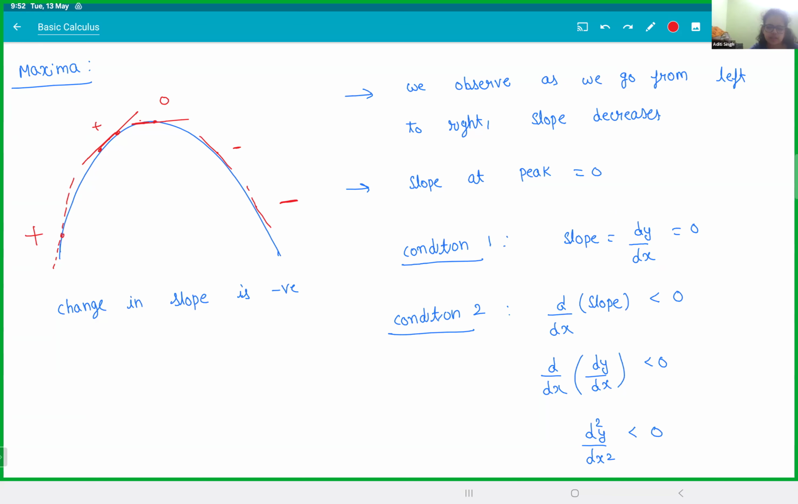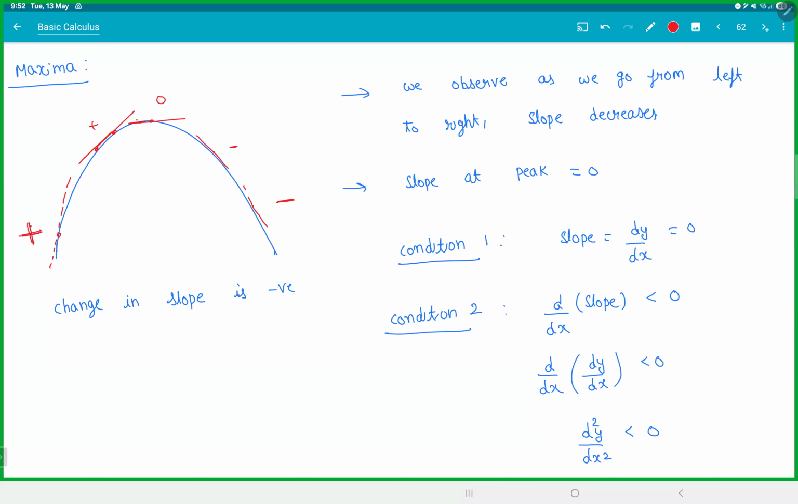Sir, could you explain condition 2 again? Look, this thing is big positive, right? Then when you went forward, it becomes small positive. So change is what? Positive or negative? Negative. Like this is plus 10 and this is plus 5. What is the difference? 10 became 5. Change is what? Minus 5, no? Then this became 0. What is change? Minus 5. Then 0 became minus 5. What is change? Minus 5 minus 0, minus 5. So the change in slope is always negative, right?